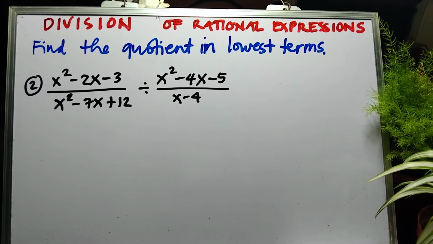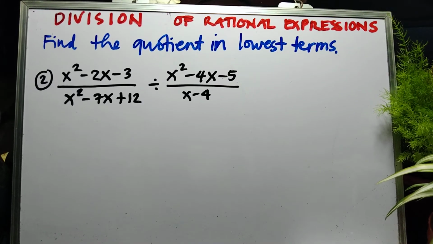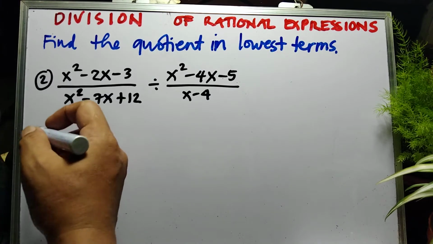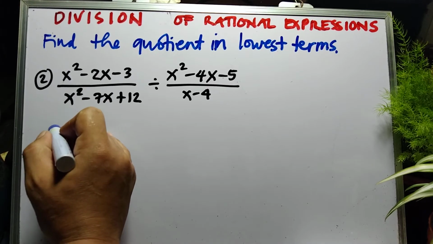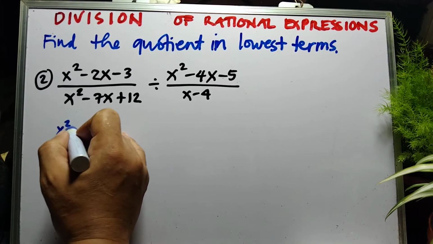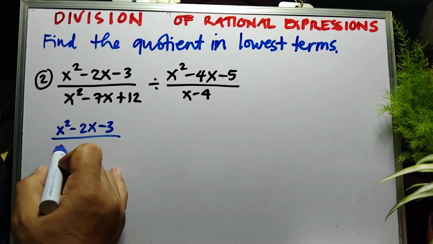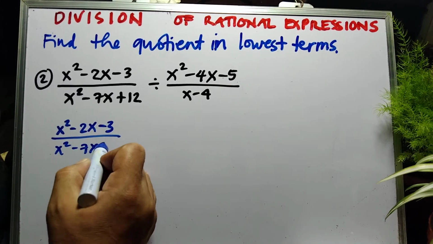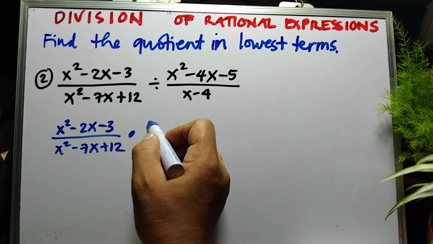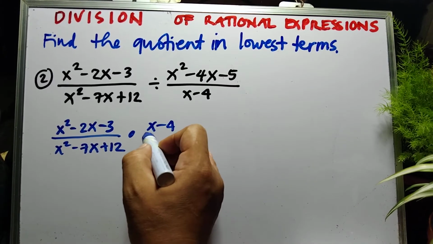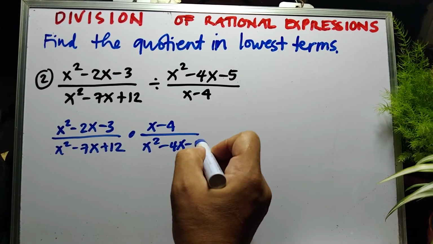Again, we need to solve this. So, ano nga yung ginawa natin? We just copy the first rational expression. I-arrange lang muna natin. This becomes x squared minus 2x minus 3 all over x squared minus 7x plus 12. Then this becomes times. So the reciprocal, so that becomes x minus 4 over x squared minus 4x minus 5.